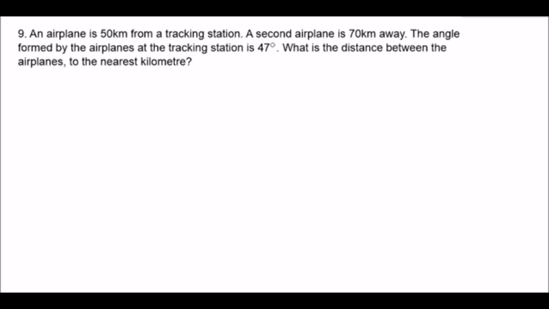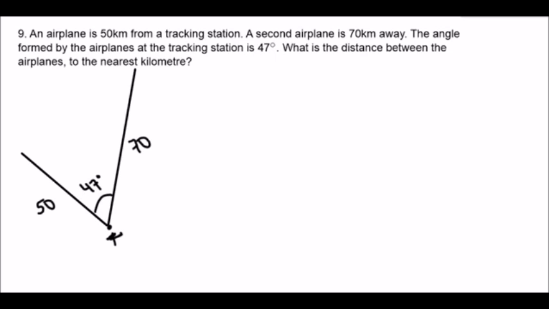Okay, so let's set up a diagram. I need to see what's going on. So here's the tracking station. I'll put a T and a nice little dot. And then what I have is an airplane that is 50 kilometers away, and another airplane is 70 kilometers away. So we'll say 50 and 70. And I'm told that the angle formed by the airplanes at the tracking station is 47 degrees. And I need to know the distance between the two planes, which is the third side of that triangle.